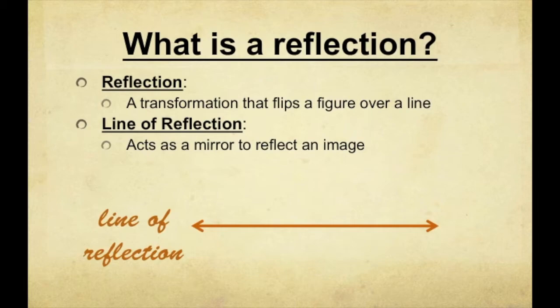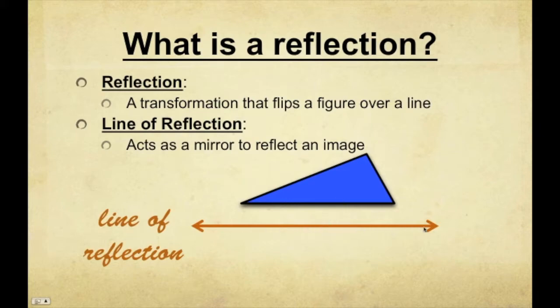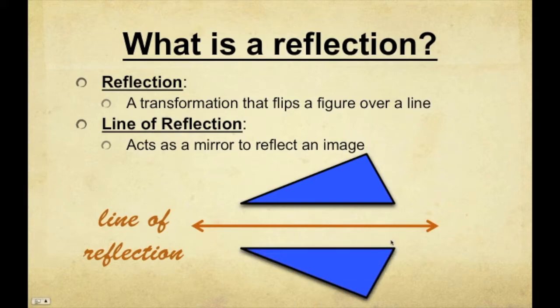If this is the line of reflection and we have this shape, we're going to reflect this image over our mirror, over our line of reflection, and it's going to look exactly the same but just reflected. So the top is further away from the line, the top is further away from the line over here. It's just a mirror image.